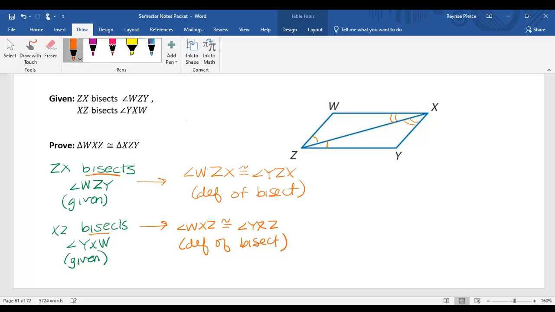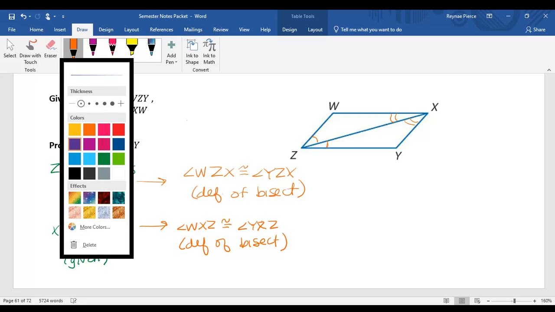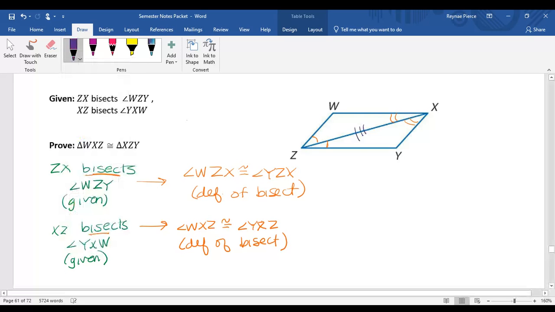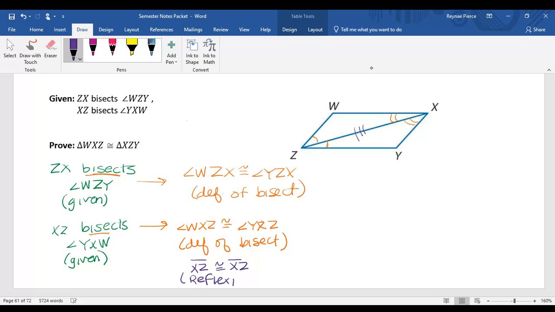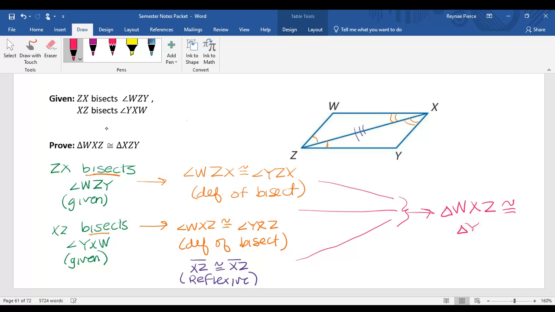Okay, and then if I look at my picture, because I've used both pieces of given information, XZ is congruent to itself. That's that reflexive property. Okay, and all three of those pieces come together to let us say that triangle WXZ is congruent to triangle YXZ by angle, side, angle. Okay.